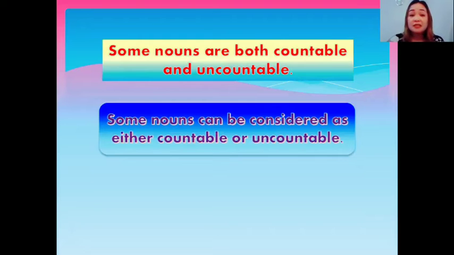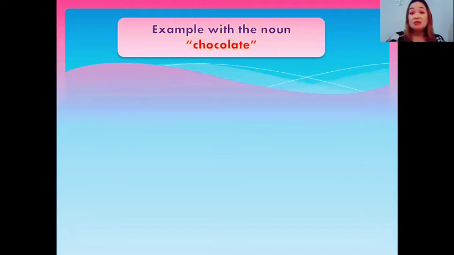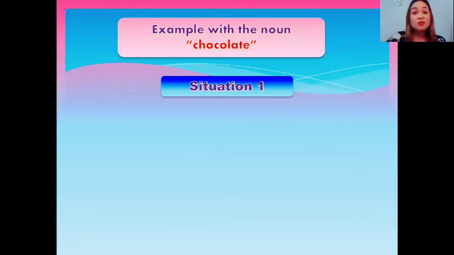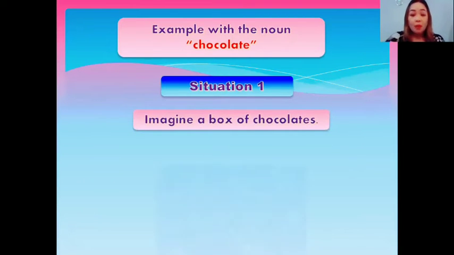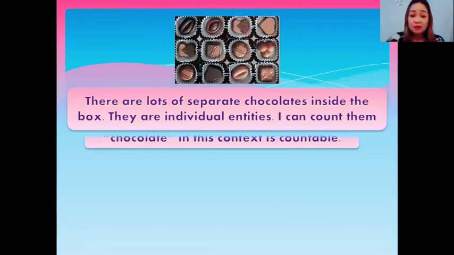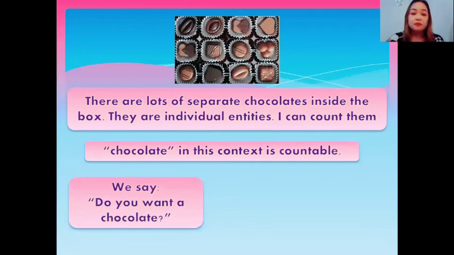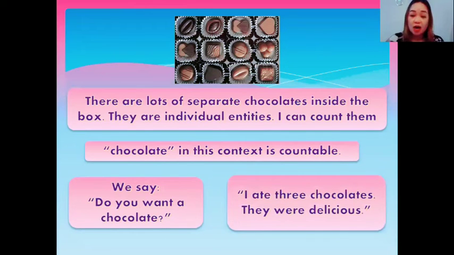Now, some nouns are both countable and uncountable. Some nouns can be considered as either countable or uncountable. It depends on the situation and context. Now, example with the noun chocolate. Situation 1. Imagine a box of chocolates. There are lots of separate chocolates inside the box. There are individual entities. I can count them. Chocolate in this context is countable. We say, do you want a chocolate? Or I ate 3 chocolates.